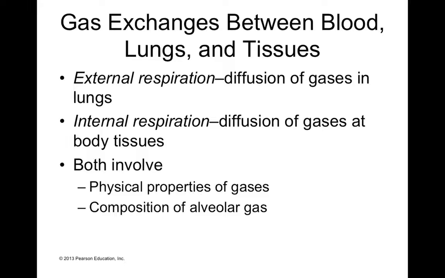Into the bloodstream. It would be internal respiration, and CO2 would diffuse into the bloodstream. Good. So that determines the direction of gas movement. So both of these processes rely on the physical properties of gases, like, how do these gases behave?